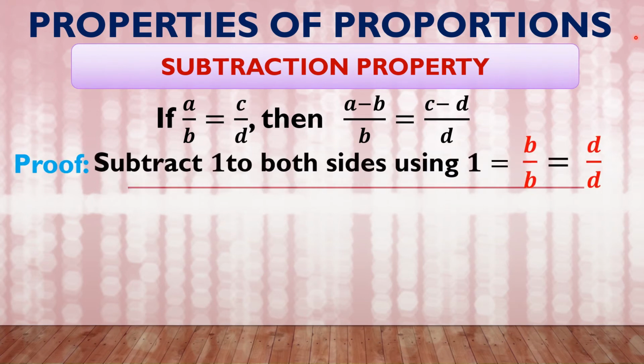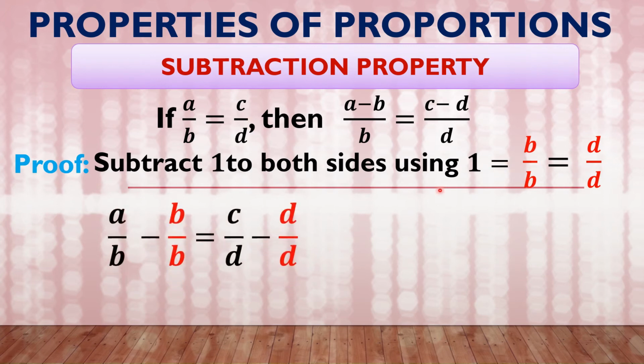So, subtract 1 to both sides using 1. Parang yung kanina. Yung B na ito over B is the denominator of this fraction. And the D over D here is the denominator of this fraction here. And we all know that they are both equal to 1. So, yun ang ating ibabawas sa A over B at saka C over D. So, A minus B is equal to A minus B over B. And C minus D is equal to C minus D all over D. So, ito na po siya.